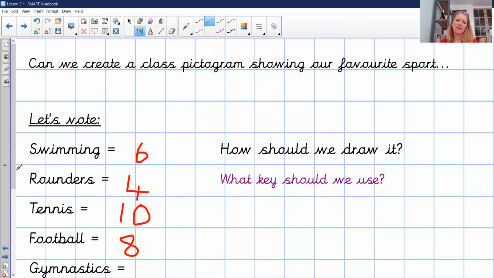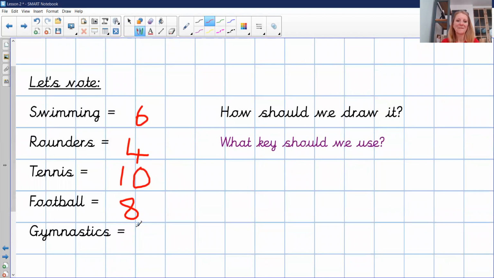And if this was a class at school, how many people do we have in a class normally? Normally 30 children in a class. So I've got 6 and 4 is 10, another 10 is 20, and 8 is 28. So how many people like gymnastics? That's right, it would be 2. Once I've collected that information, I could then put that into a pictogram.